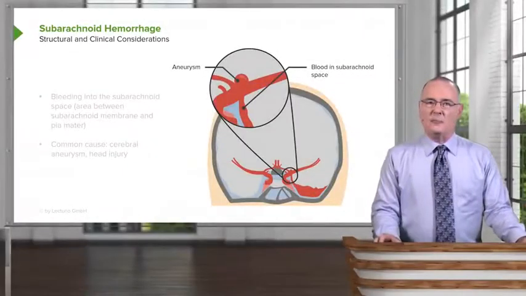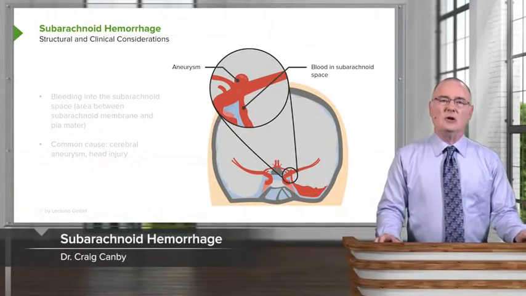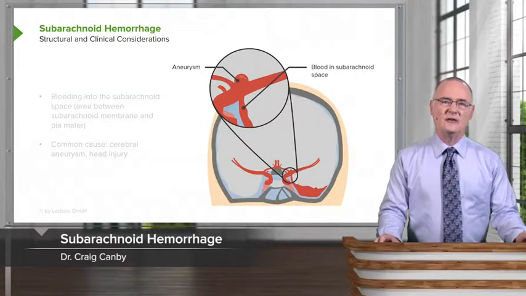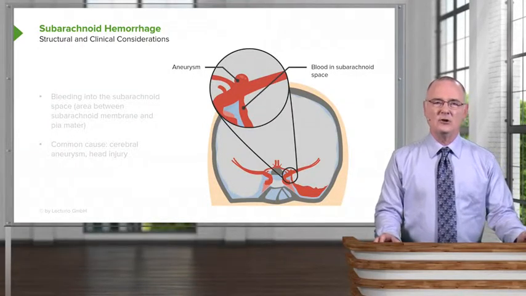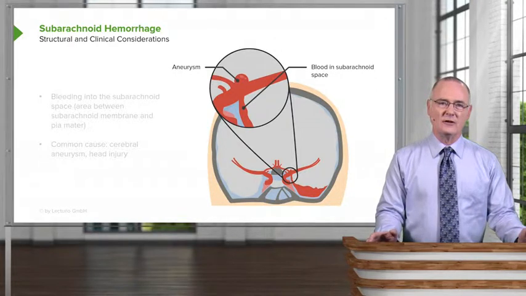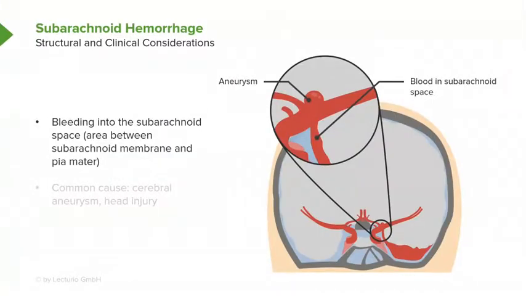The last space occupying bleed or hemorrhage is known as the subarachnoid hemorrhage. And it's important for us to understand the structural and clinical considerations of this form of bleed. This will be a bleed specifically into the subarachnoid space, which is the area between the subarachnoid membrane and the pia mater. This is a normal space that contains the cerebrospinal fluid.